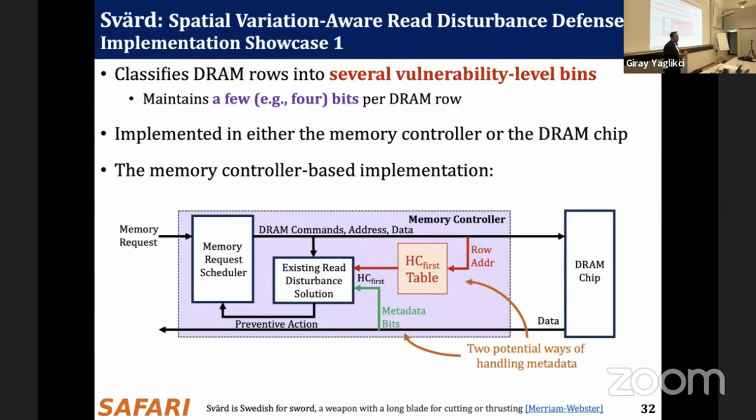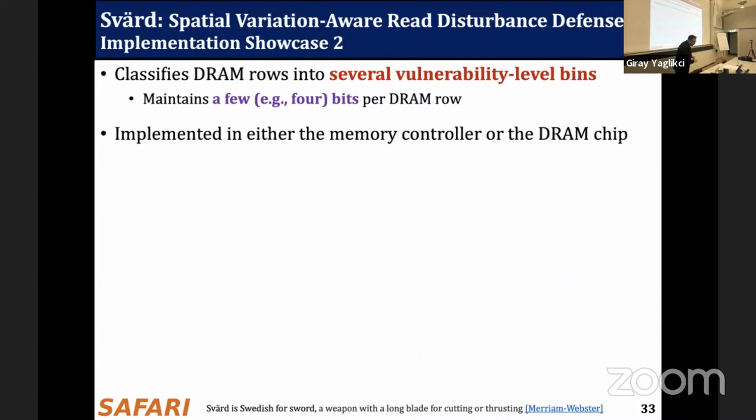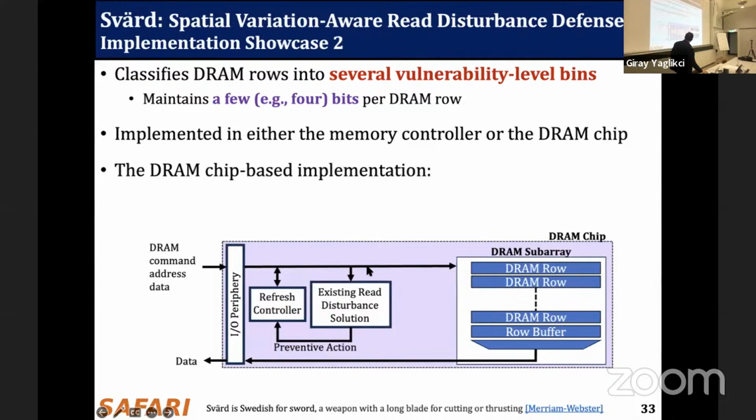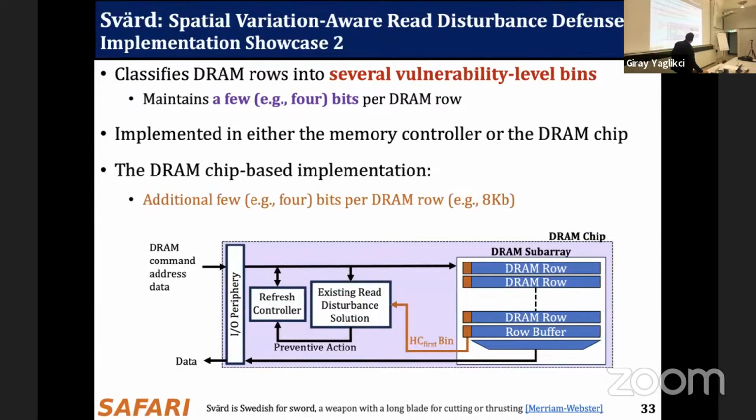So you can basically implement this in two different potential ways. And if you implement this inside the DRAM chip, then this is how it looks. Inside the DRAM chip, you have an I/O periphery, you have a refresh controller, and then you have your existing read disturbance solution here that actually enqueues some refresh requests, and you have your DRAM subarray here. This is one way to implement it. You can implement it in many other ways. In architecture, we usually have several different solutions. You can explore the design space and find Pareto optimal points. But this is just one example.